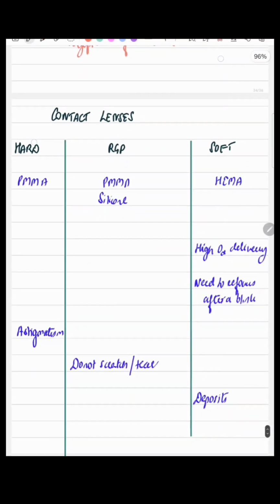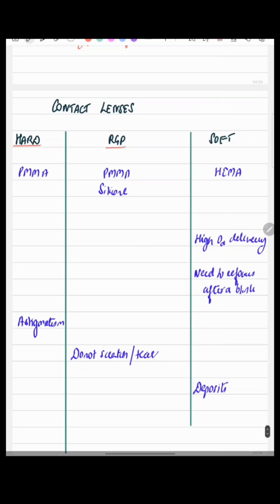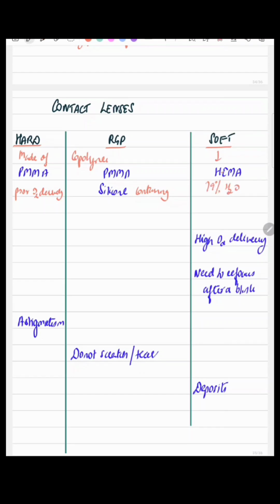Next, coming to contact lens. Contact lenses can be hard, rigid gas permeable, or soft lenses. Hard lens is made of PMMA, polymethyl methacrylate. There is poor oxygen delivery. Rigid gas permeable is a copolymer of PMMA and silicon containing cellulose acetate butyrate. The soft contact lens is made up of hydroxyethyl methacrylate. It contains 79% water. Hard, there is poor oxygen delivery. RGP, there is moderate to high oxygen delivery. And soft, there is high oxygen delivery.